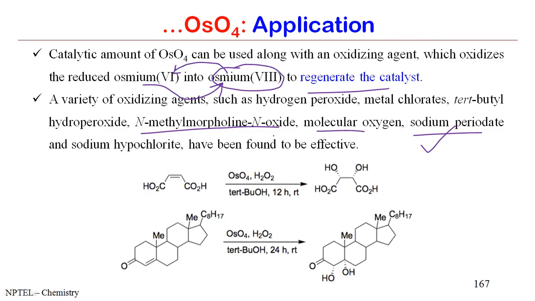We don't have to add a huge amount of this osmium tetroxide, because once we are adding some oxidizing agent, then it will be catalytic and we can have a variety of products. That means the turnover number of the catalyst can be increased, so we can have a high amount of dihydroxylated compound. So here also you can see dihydroxylation happens in the presence of this kind of oxidizing reagent.